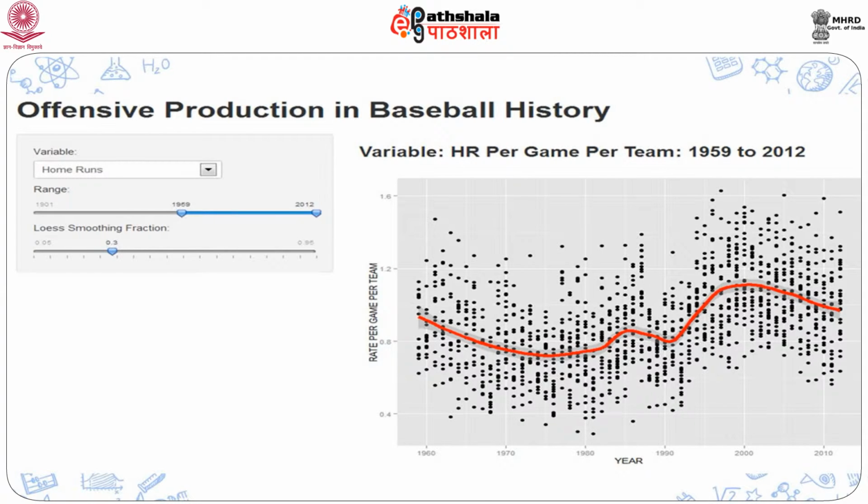Look at this plot. Here it's offensive production in baseball history, and here if I change the range, or change the smoothing fractions, then the graph will change. If I change the variables, then the graph will change. So, you can always do interactions and plot the graphs with the help of the Shiny package.